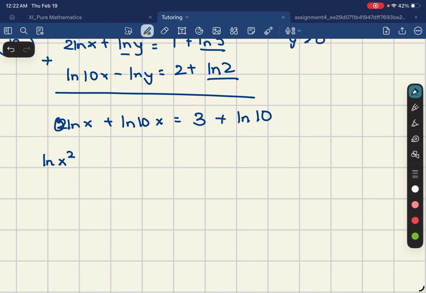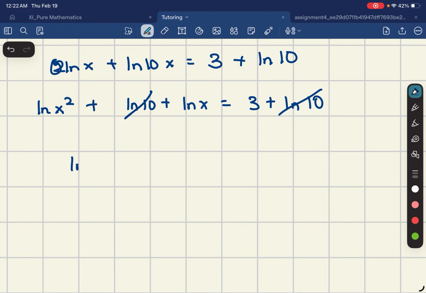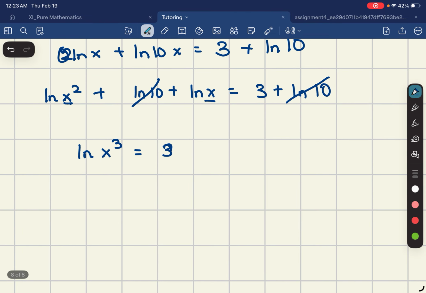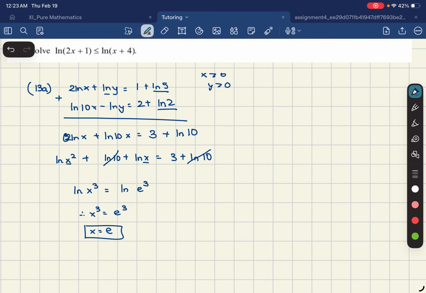I don't want numbers in front of my log, so I can write 2 ln x as ln x squared. Then ln x squared plus ln 10x can be written as ln x squared plus ln 10 plus ln x, and that is 3 plus ln 10. The ln 10 cancels out, since we can subtract ln 10 away from both sides. So I have ln x cubed, because x squared and x combine together. ln x cubed is equal to 3. So 3 is just ln e to the power 3, and therefore x cubed is going to be e to the power 3. x is going to be e, and e is greater than 0.